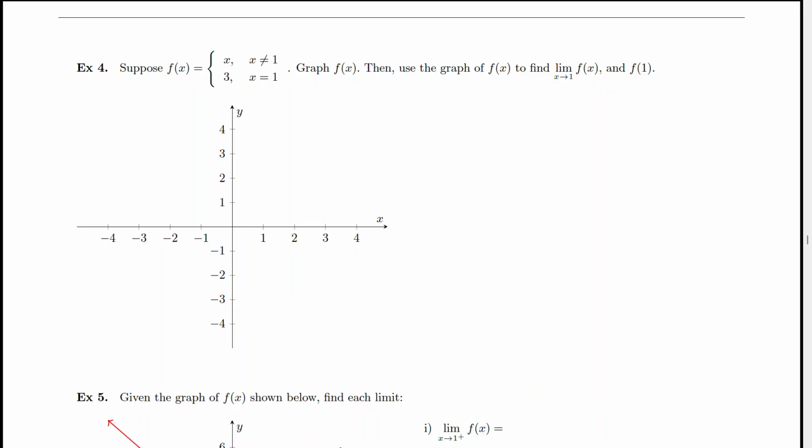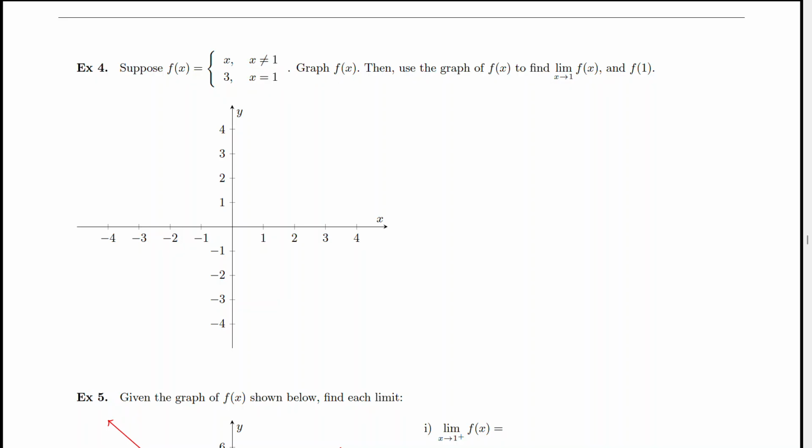Okay, so in example 4, we have another one-sided limit. So let's take a look at what's going on here. It says, suppose the function f of x is equal to x every time x is not equal to 1, and it's equal to 3 when x is equal to 1. So for every number in the universe, to get the y-coordinate, just take the same number that you started with. However, if the number you began with is 1, then the y-coordinate is supposed to be 3.